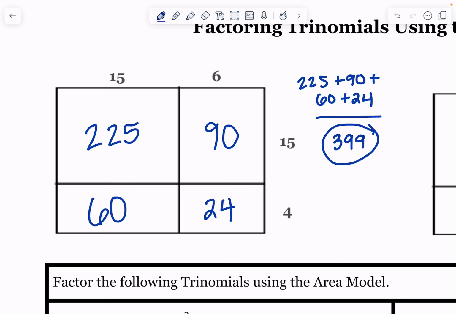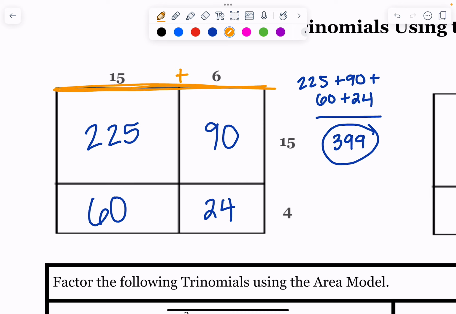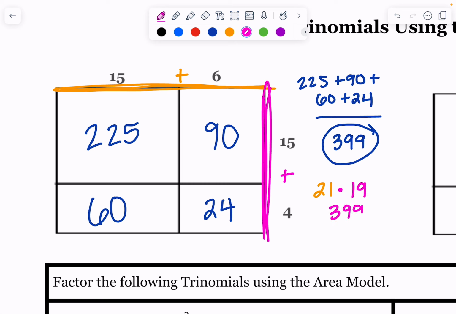Okay, just to break that apart a little bit further, if we were to add 15 plus 6 for our whole length, and I'll use a different color, 15 plus 4 for our whole width, we would have 21 times 19, and that would also get us 399. So this concept of if we break it apart and add our lengths and add our widths and then multiply, we would get the same areas if we added up all the boxes. So that'll come in handy when we're doing actual factoring.